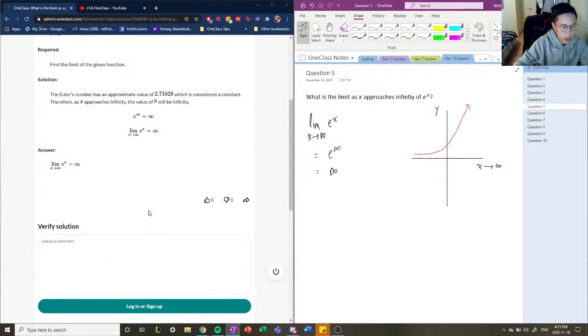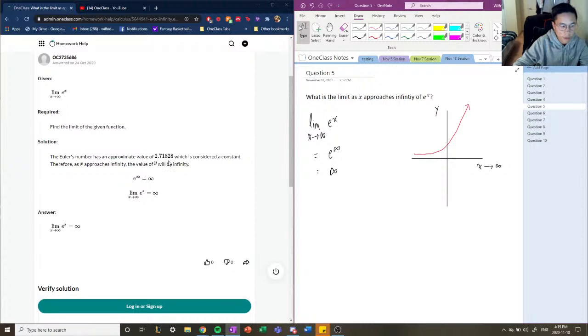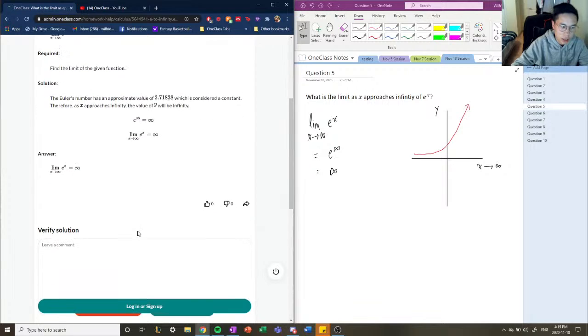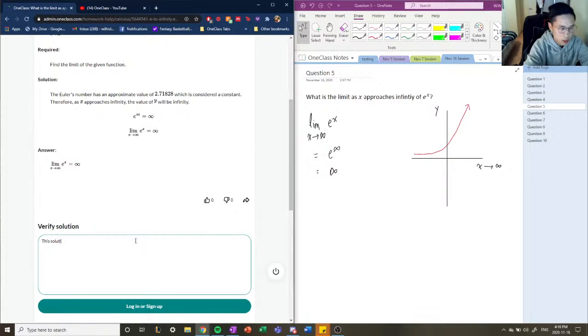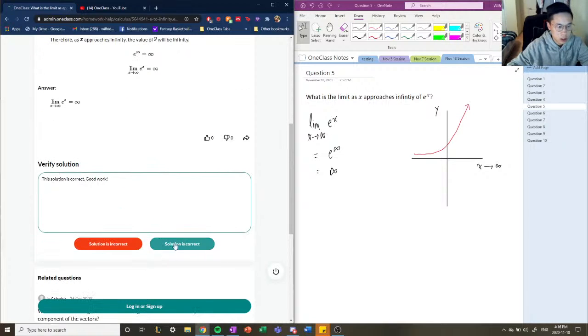So the junior tutor also provided that kind of solution. They didn't give the graph, but they reasoned that Euler's number is 2.71828, which is always going to be positive, and a positive number to the power of another positive number is always going to be positive. The value of this exponent is going to be really huge, so we're just going to say it's infinity, and that's why this function, as x approaches infinity, is going to be infinity. So the solution is correct. Cool.